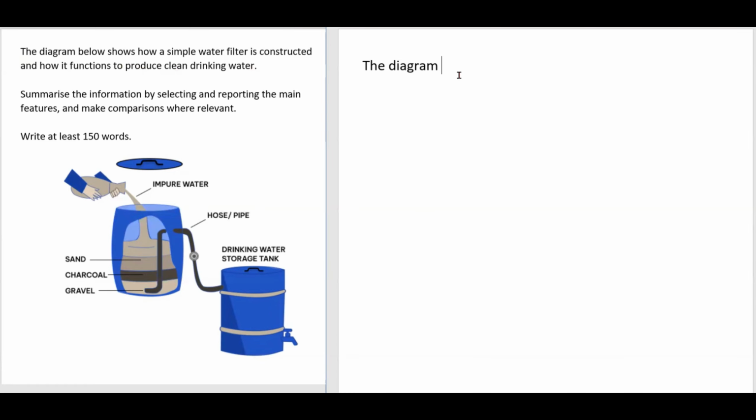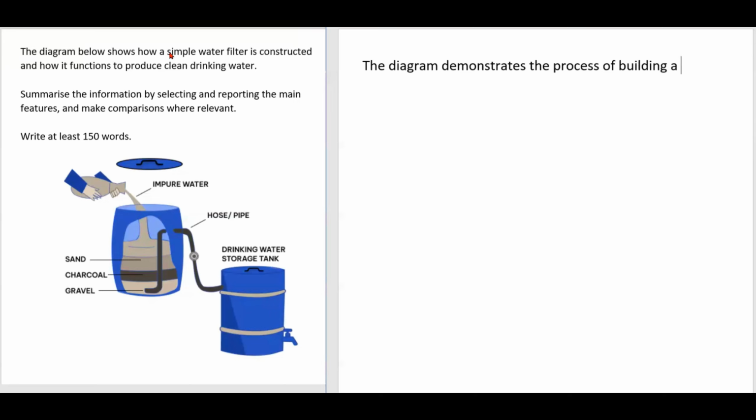We're going to use a different word. So we can write illustrate or demonstrates. For example, the diagram demonstrates the process of what? How a simple water filter is constructed. So we can write process of constructing, or better yet, we can write a different word, process of building.